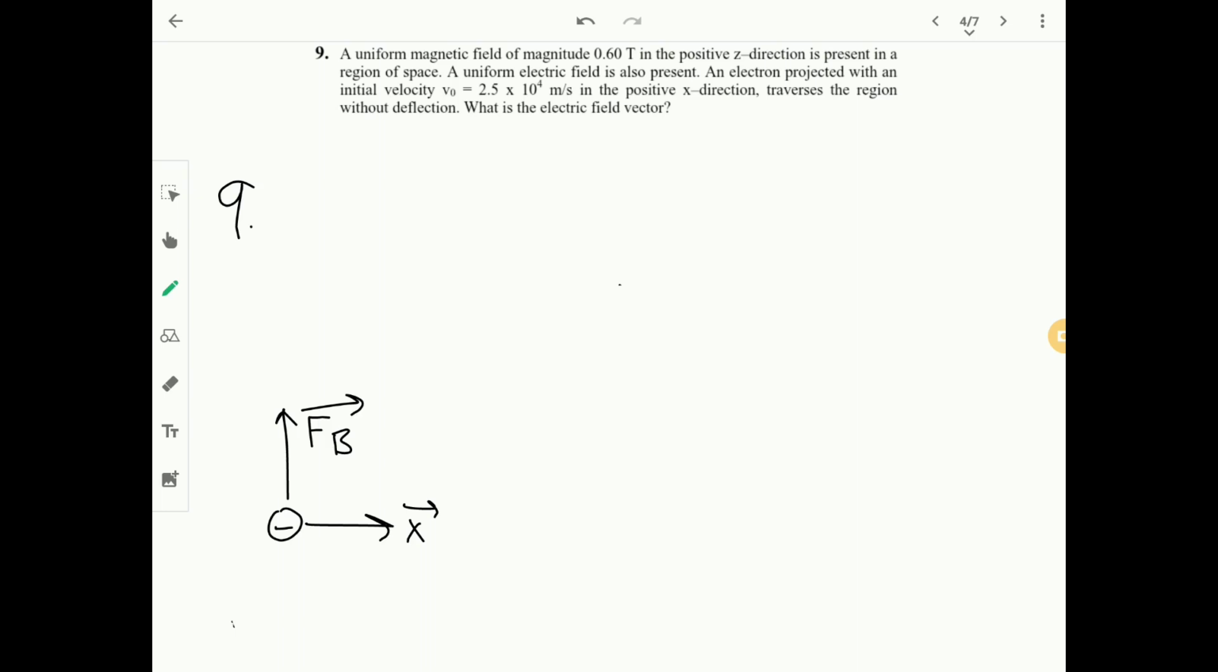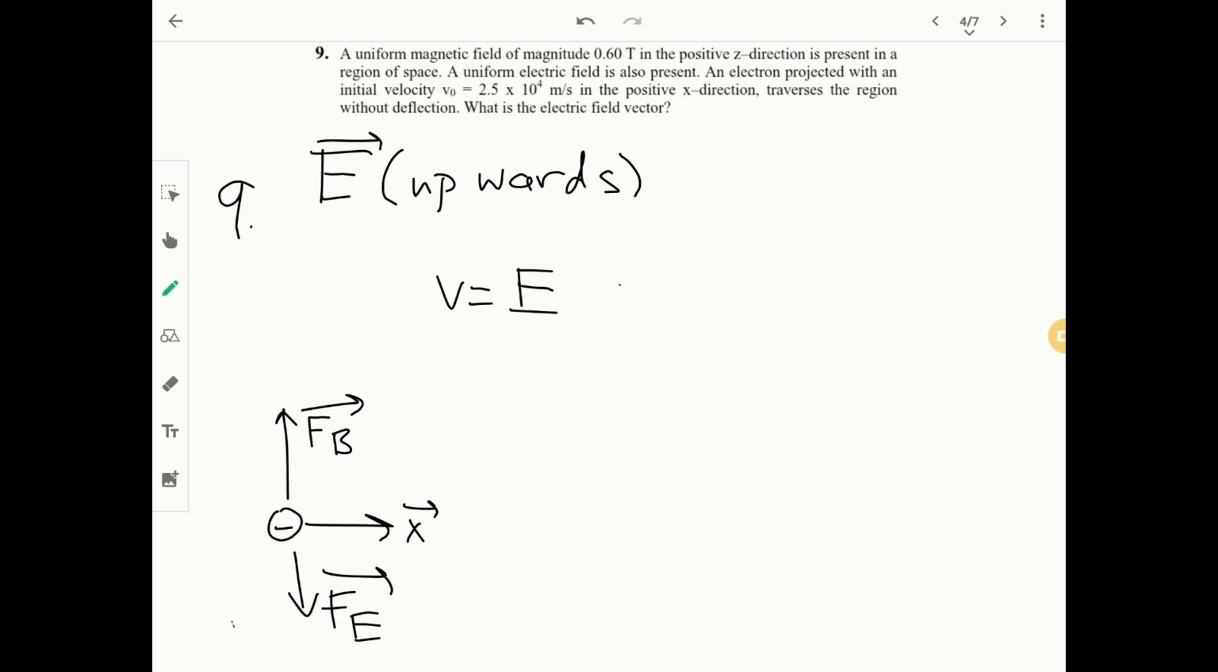Let's go over that again. Thumb to the right, index finger towards you, middle finger naturally goes down, but it's an electron, so it reverses everything. The magnetic force is upwards. Naturally the electric force has to go downwards, and since it's an electron, E is upwards. The direction of the electric field vector is upwards. Now all I have to do is find the magnitude. We knew that v is equal to E over B, so E is equal to vB.